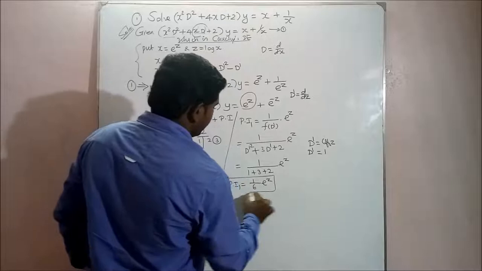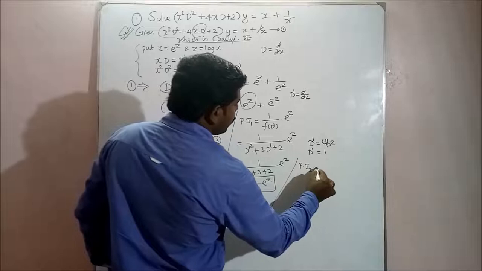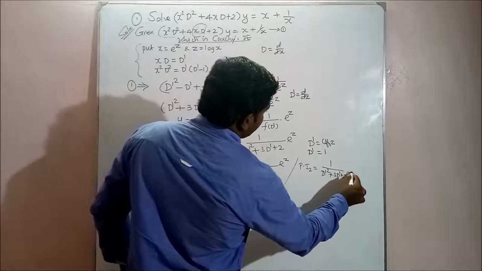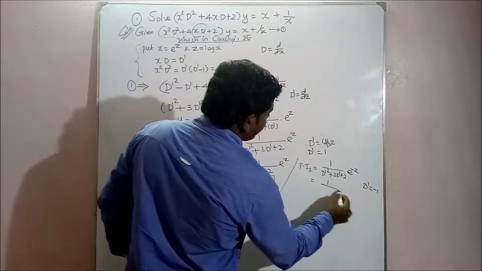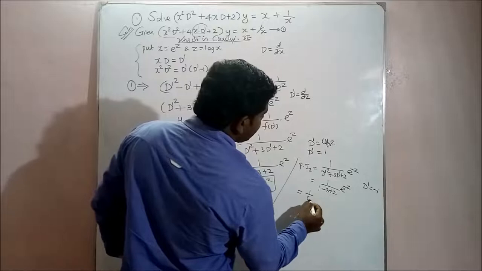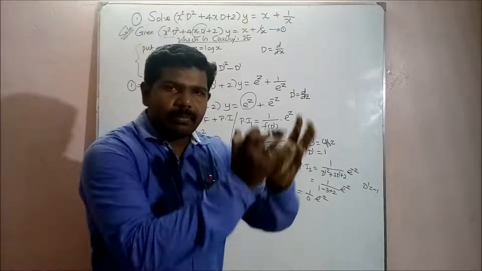Next our aim is to calculate PI2. Similarly PI2 is equal to 1 by f of D dash, that is D dash square plus 3 D dash plus 2 into e power minus z. So wherever there is D dash, put minus 1, giving 1 by 1 minus 3 plus 2 into e power minus z, so 1 by 0 into e power minus z. So the ordinary rule may be failed here.